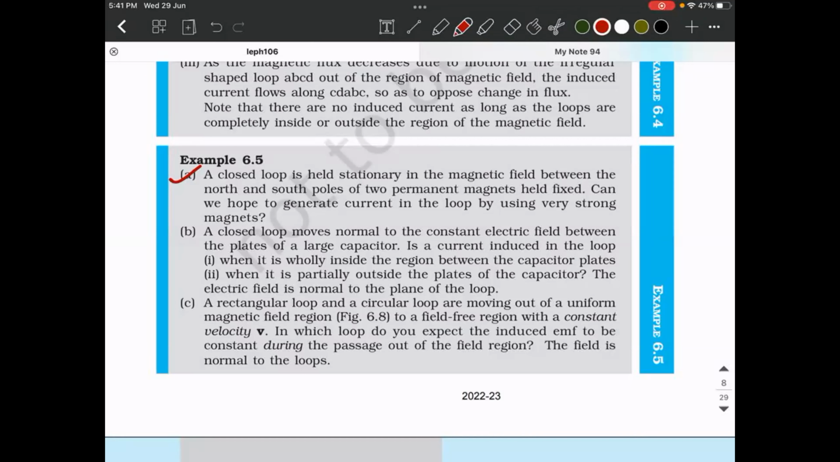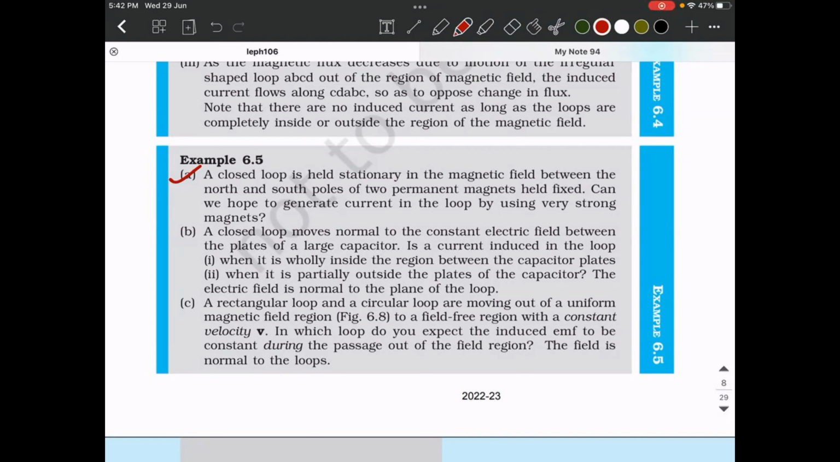In the magnetic field between the north and south poles of two permanent magnets held fixed. So the north pole and south pole of two permanent magnets are held fixed, and in between you have a coil which is also stationary. Can we hope to generate current in the loop by using very strong magnets? You read the question. Answer is no.